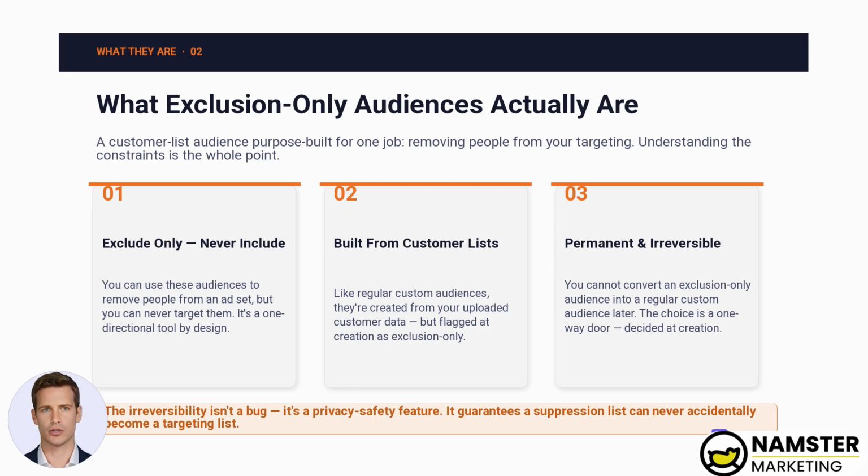First, they are exclusions-only, meaning you can never use them to target an ad set. Second, like regular custom audiences, they are created from your uploaded customer data but are flagged at creation as exclusion-only. Finally, the choice is permanent and irreversible. You cannot convert an exclusion-only audience back into a regular one later. This isn't a limitation, it's a privacy safety feature. It guarantees that a sensitive suppression list can never accidentally become a targeting list, ensuring your strategy remains robust, compliant, and focused exclusively on prospecting.